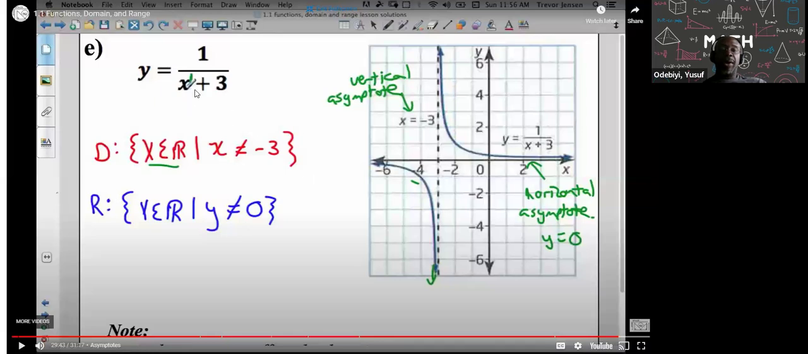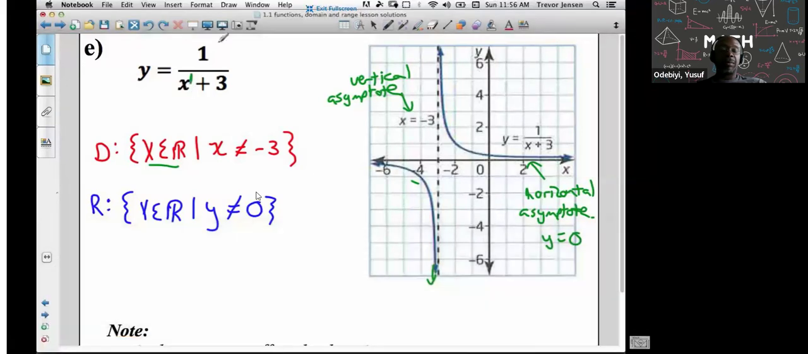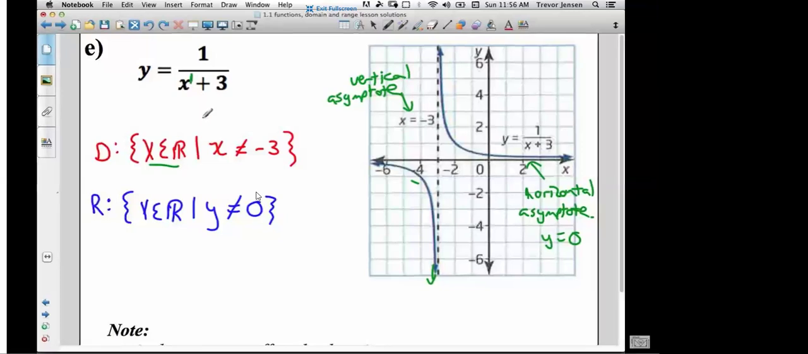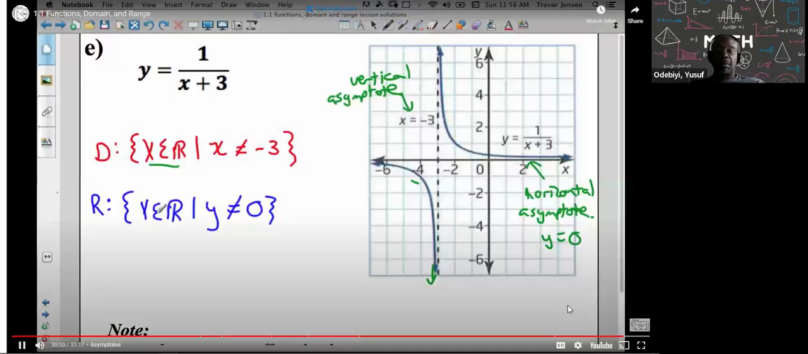There's no x value that'll make y equal to 0. You can put in infinity. 1 divided by such a large number will get you a small y value, but it will never, ever get to 0. That's why there's a horizontal asymptote at y is equal to 0. You will get 1 divided by a huge number, which will be very close to 0, 0.000000 something, but it won't actually equal 0. It'll just get very close to 0. So my range, y could be any number. It's an element of real numbers, given that y is not 0.